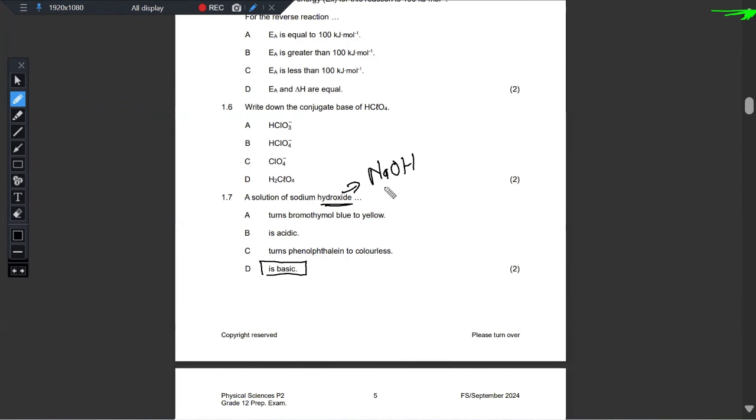Sodium hydroxide, in fact, is a strong base. So this would have to be basic. A solution of sodium hydroxide would be basic. So 1.7 is D.